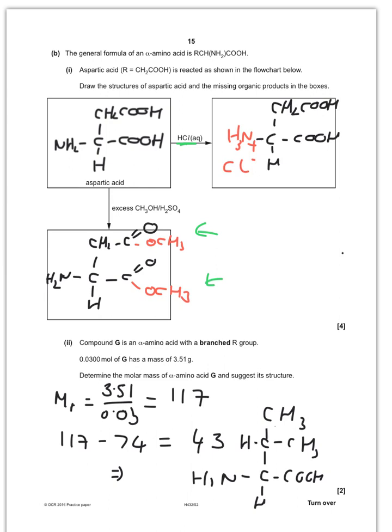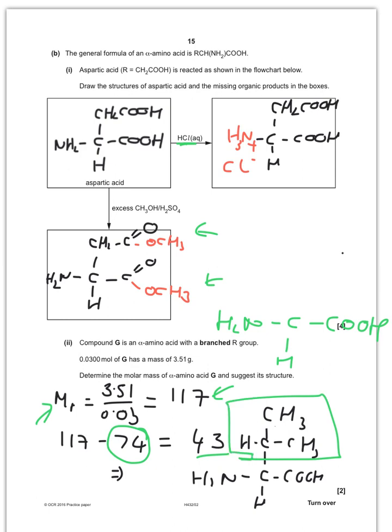So I've now got an unknown alpha amino acid which has got a branched R group. It tells me that 0.03 moles of G has a mass of 3.51 grams. So because of that, I can find the molar mass of G, which is 117. I then take the 117 and subtract what I know all alpha amino acids have, which is this group here. I do that and I'm left with 43. 43 would relate to this group, and I know it's in that configuration because it's told me that it is branched, like so.